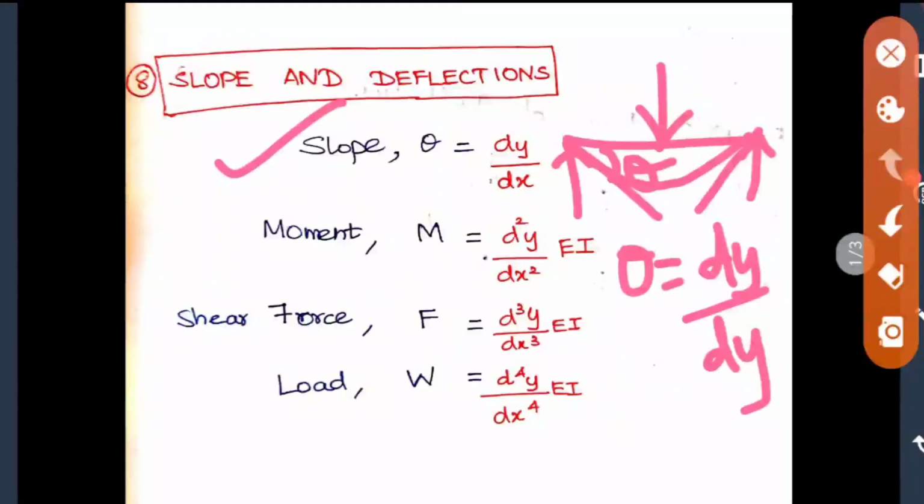Whereas when you are taking d square y by dx square into EI, it will give you the moment of that beam. When you are taking it three times, it's the shear force, and when you are taking it four times, it's your load. So this is the main concept of slope and deflection.